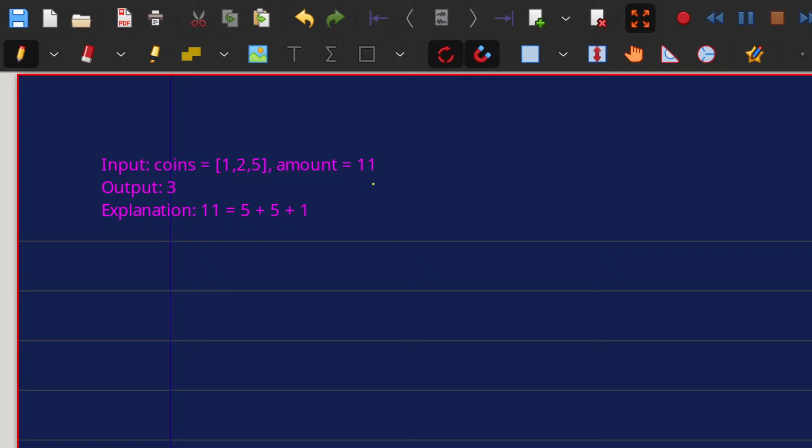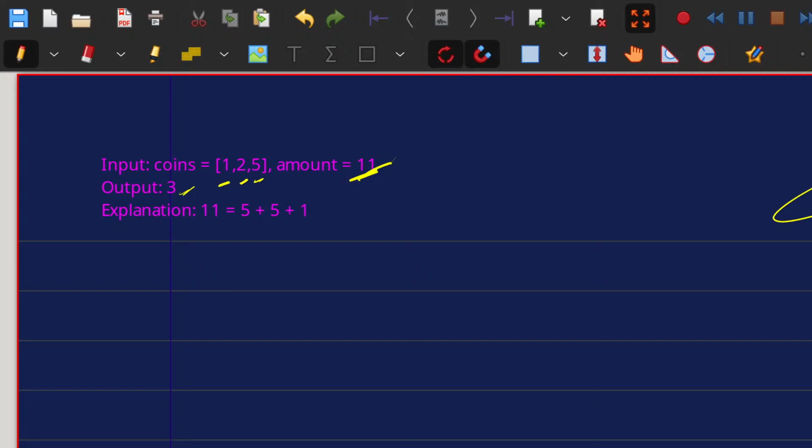Alright, so we have these coins of one denomination, two denomination, five denomination. We have to make an amount of 11 and the output is 3, so we have to find the minimum number of coins to make up that amount. So let's say what is the best way? We can take 5, then 5, then 1. This is the greedy approach, right?